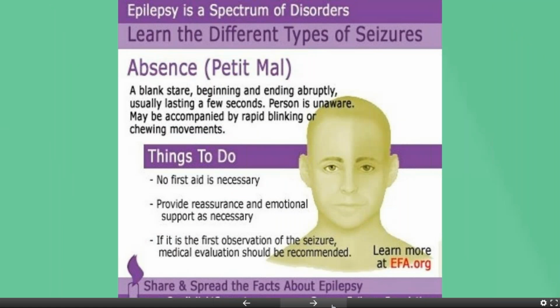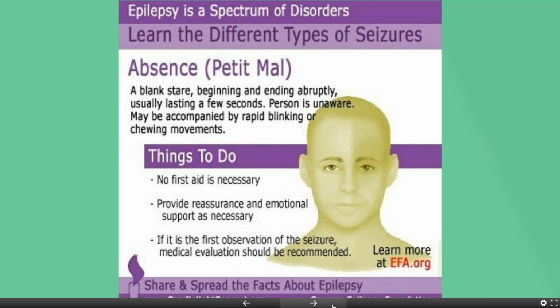If you have a look at an absence, that is also part of a generalized seizure and is called a petit mal. That's where it might present as a blank stare that begins and ends abruptly, maybe lasting a few seconds, and the person won't be aware that it has occurred. Sometimes you'll have rapid blinking or some other strange movements.